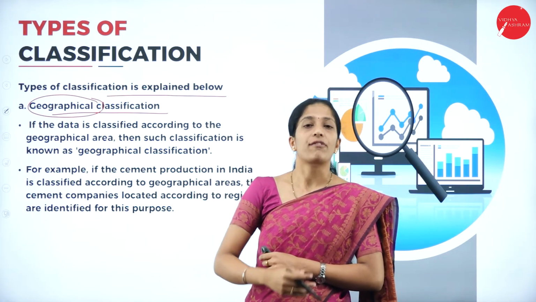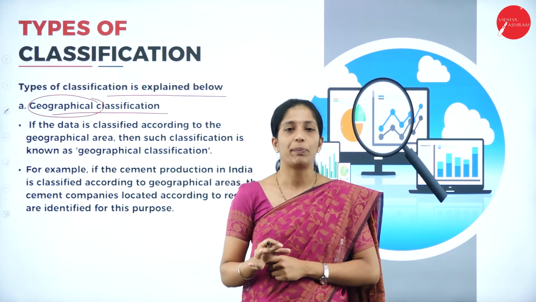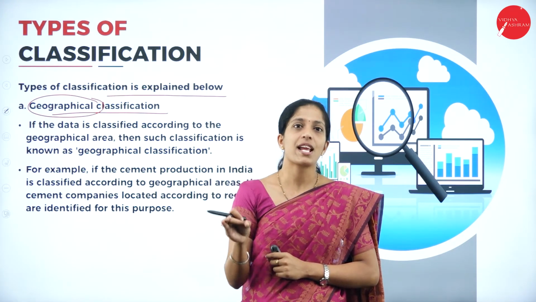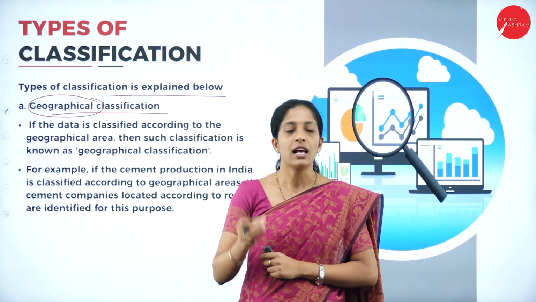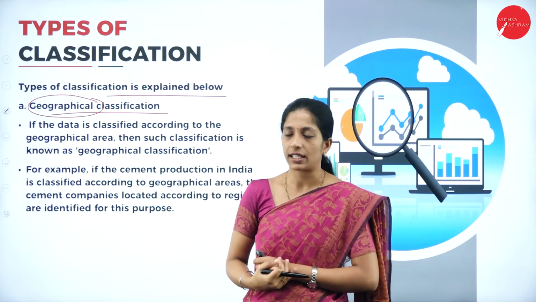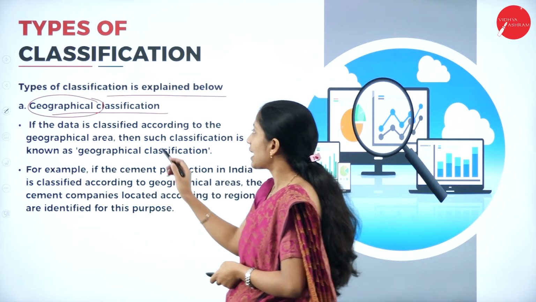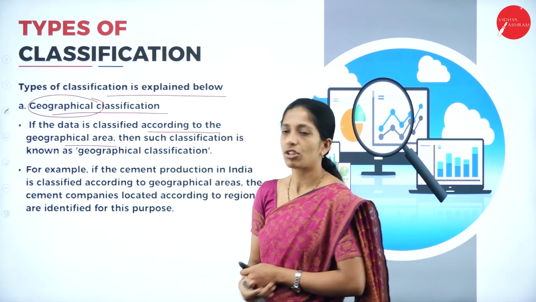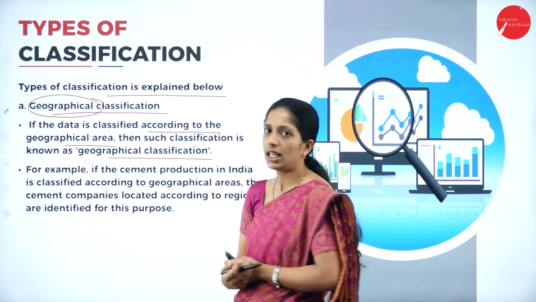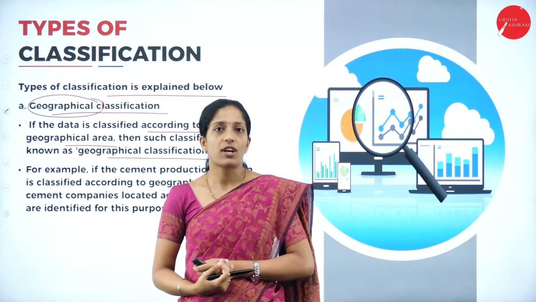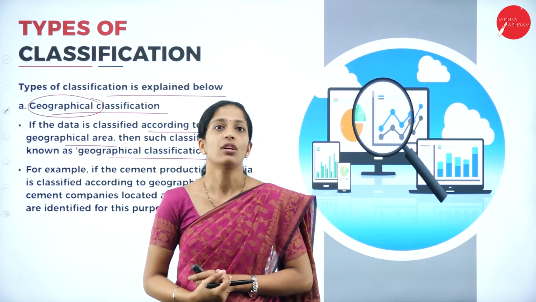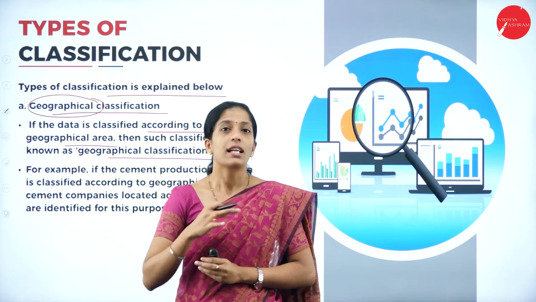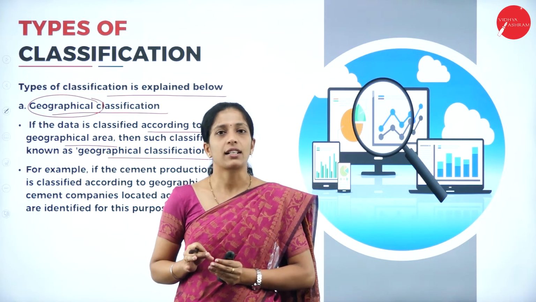are going to collect the data from a diverse group of people who are from different regions. So based on the place from where we have collected the data, based on that we shall classify the data. If the data is collected according to the geographical area, then such classification is known as what? Geographical classification. Suppose I want to collect the data from Mysore, Kodagu, Bangalore, Chikmagalur, Mangalore. So here I have collected the data from 5 places.